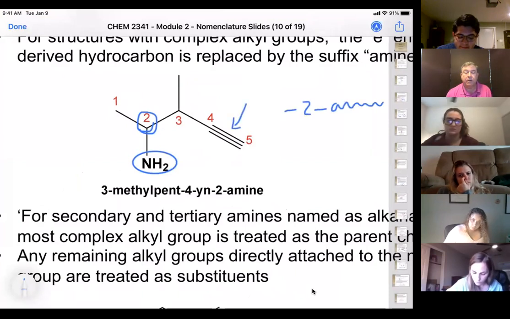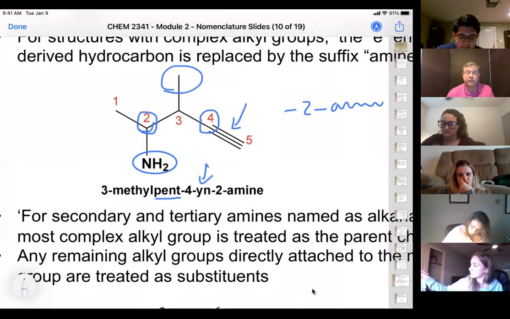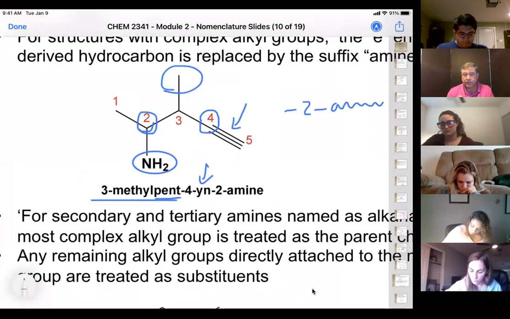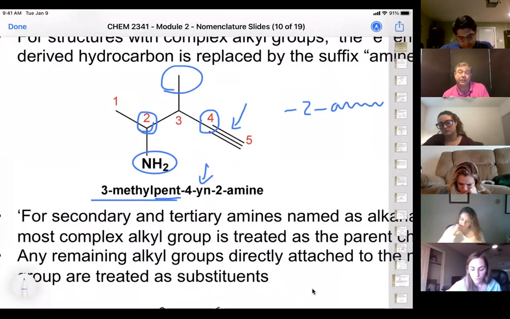but we have an alkyne. So we have to make sure our infix is correctly located at the 4-yne. And we have a total of 5 carbons, which gives us our pent. And our last thing is our substituent. We already have it numbered because of the amine, so we know it's our number 3. So we end up with 3-methylpent-4-yn-2-amine. Okay.